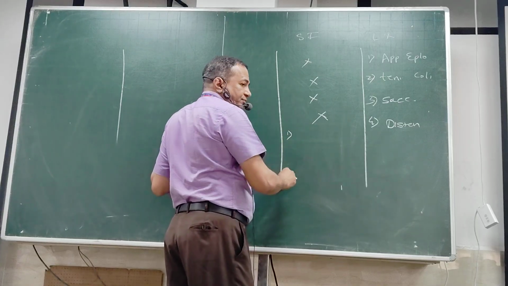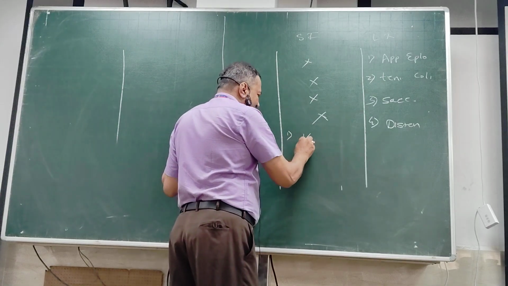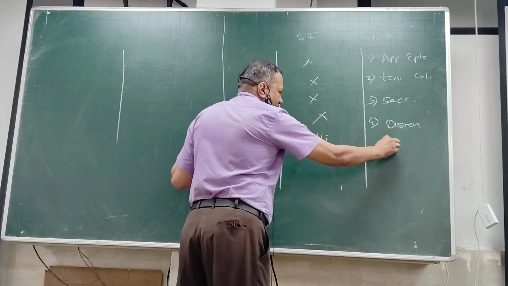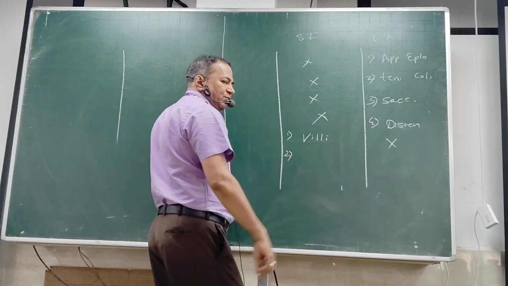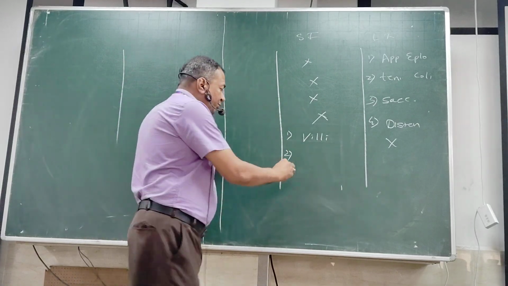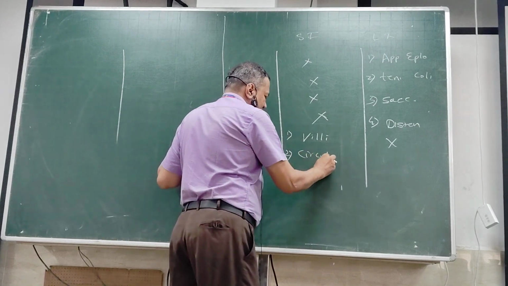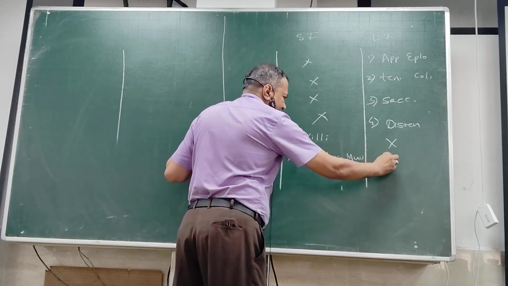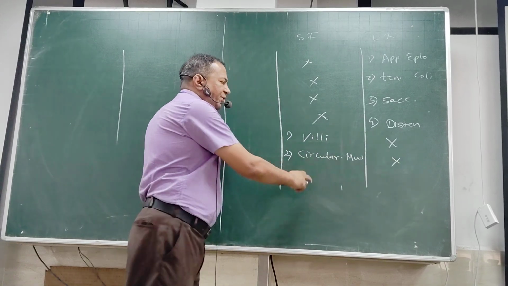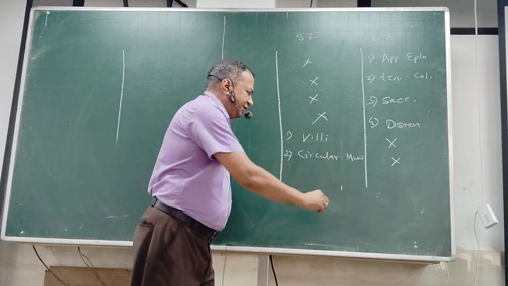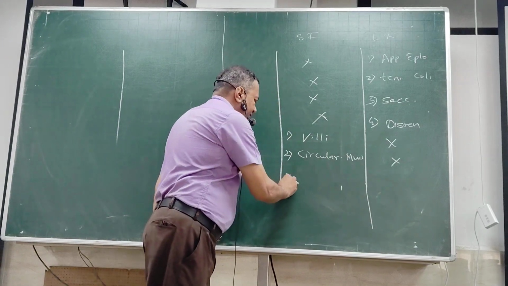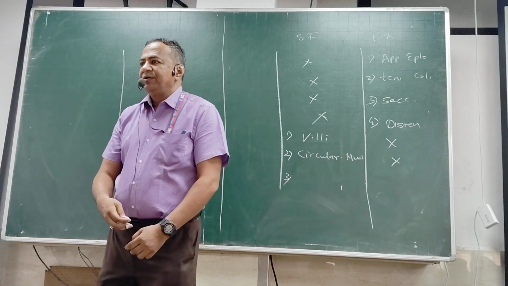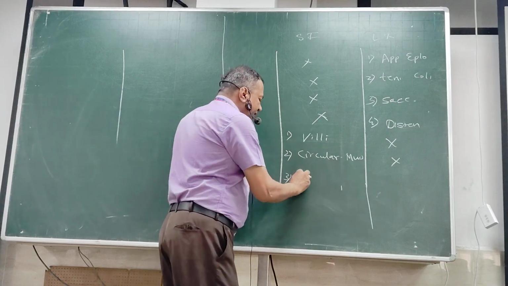One is Peyer's patches. Villi are not seen here. Two, circular mucosal folds, which are permanent here; they may be temporarily present in the large intestine, but not permanent. Three, mobility.